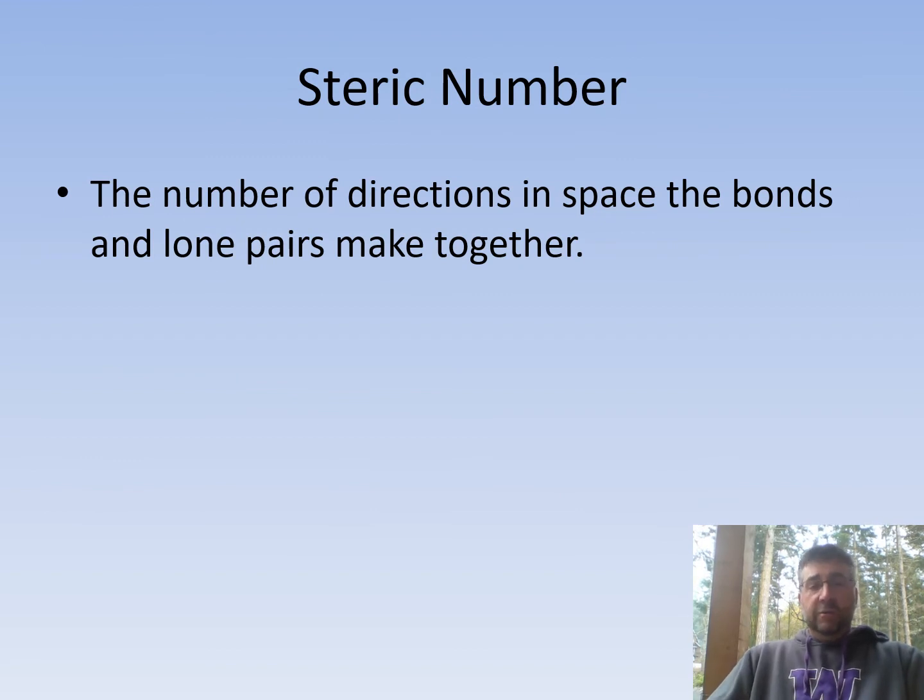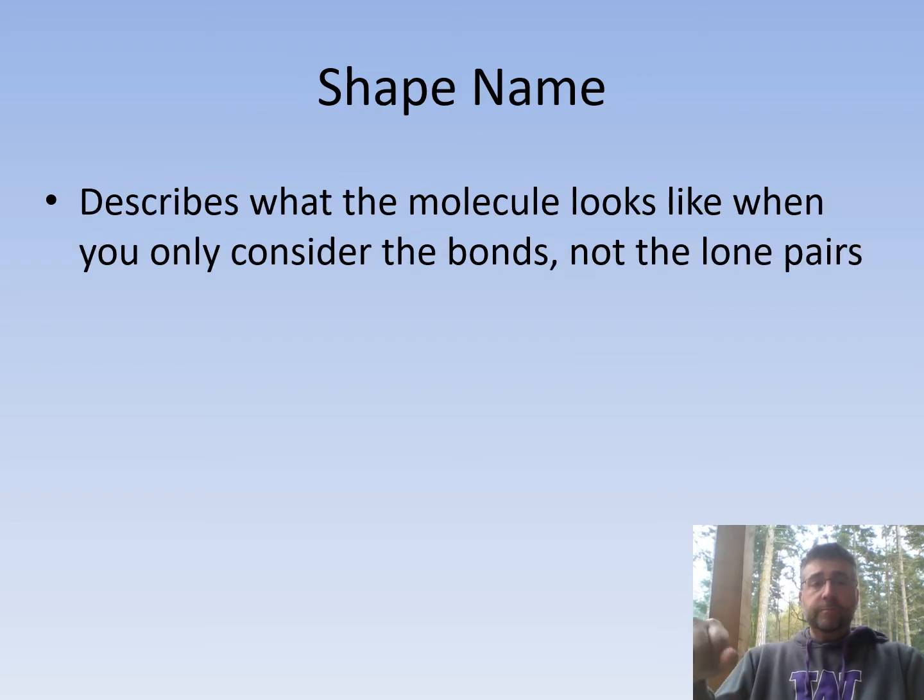Again, the steric number is defined as the number of directions in space that leave from the central atom. These could be directions that bonds are going in space and the lone pairs, because remember, lone pairs take up space and repel the other electrons associated with bonding. So you have to include them when determining the steric number. Then, once we have looked at where things are going in space, we can describe it with a shape name. We can say that this molecule has this shape based on how many electrons they have as lone pairs and how many as bonding pairs.